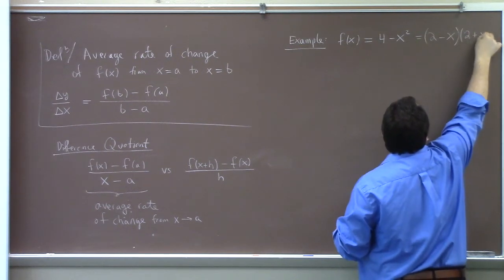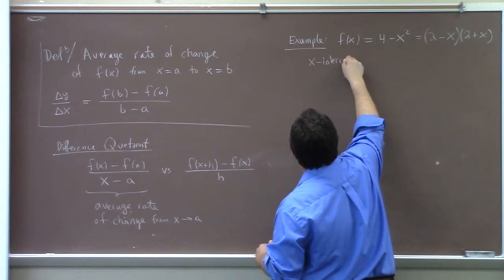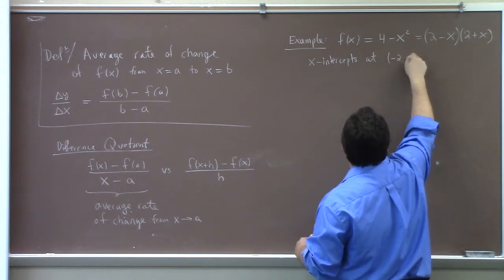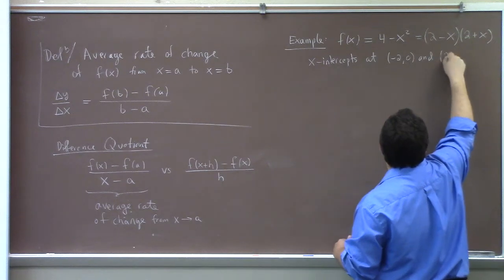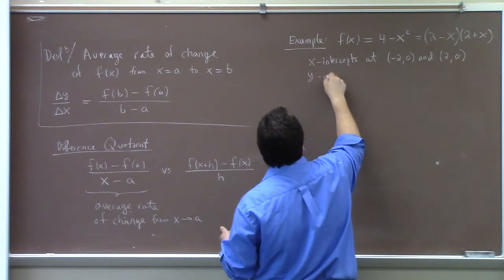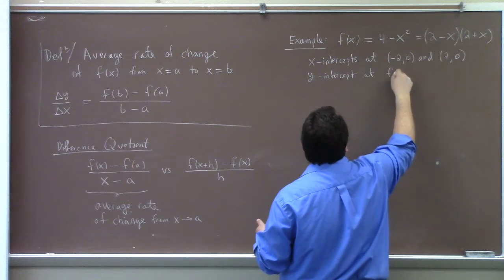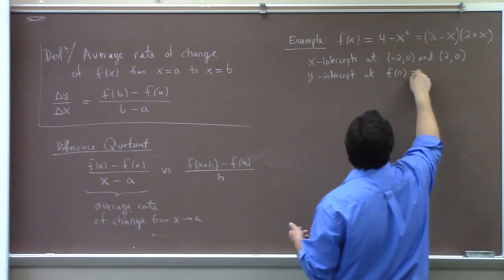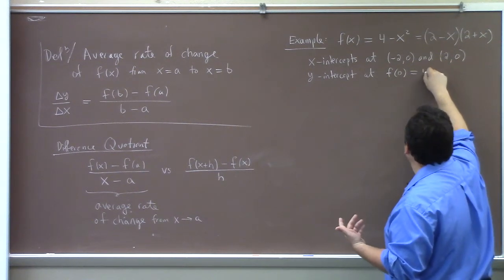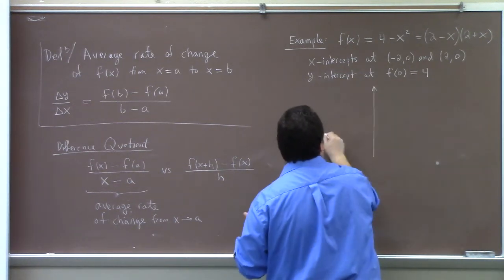What's that tell me? That tells me x-intercepts at minus 2, 0, and 2, 0, right? And what's the y-intercept? The y-intercept is always at f of 0. What happens when we plug 0 into the formula? 4 minus 0 squared, which is just 4, right? So the y-intercept is 4. And so with that, I can graph this thing.